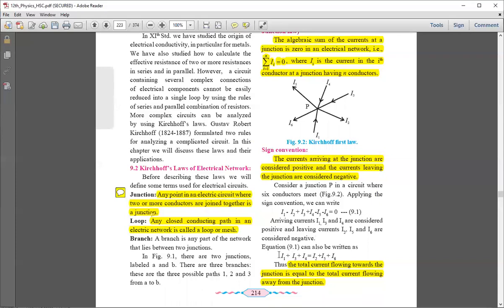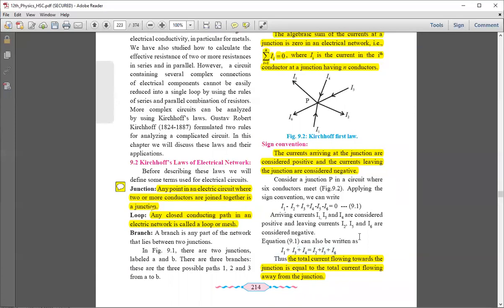If you just put these minus currents on the right-hand side, from this equation you can also state that I1, I3, I4 are currents flowing toward the junction, and I2, I5 and I6 are currents flowing away from the junction. So Kirchhoff's first law can also be stated in another way: the total current flowing toward the junction is equal to the total current flowing away from the junction.